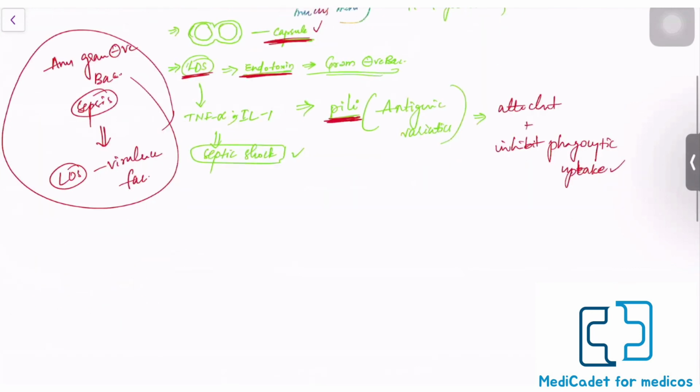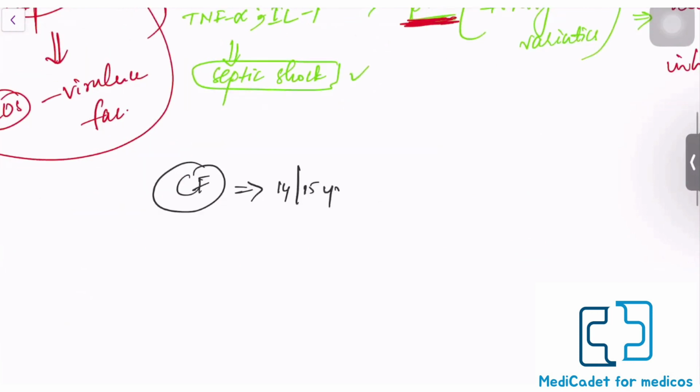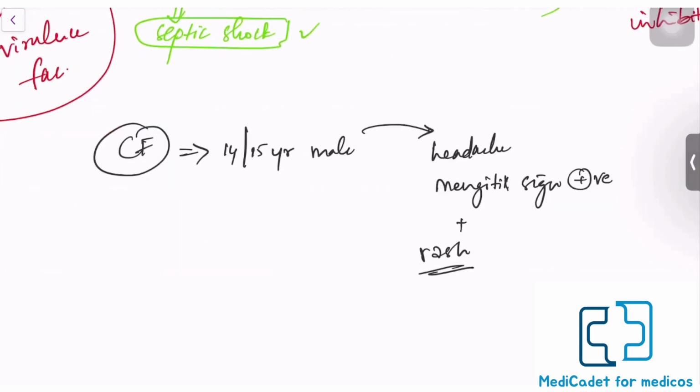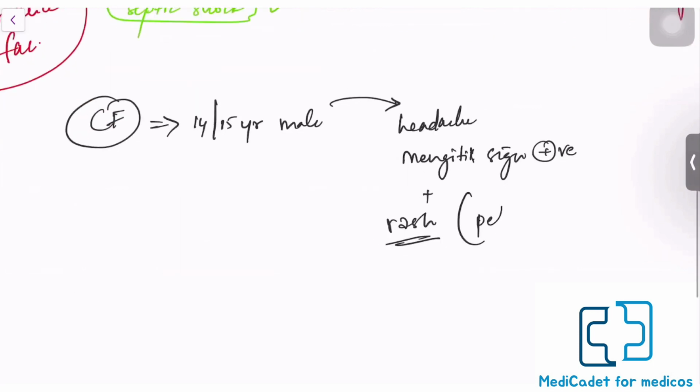Then what are the clinical features? How would the presentation be? The presentation would always be a 14 or 15-year-old male who has meningitis, like headache, with all the meningitic signs positive. Also, if you look at the body, there's a rash. This is also known as meningococcemia with petechial bleeding. So they'll have this purpuric or petechial rash in the case of meningitis classically.